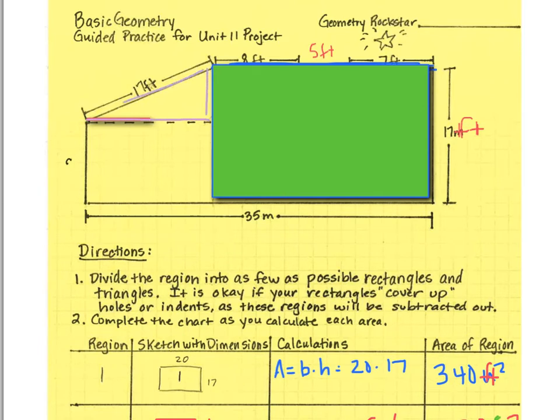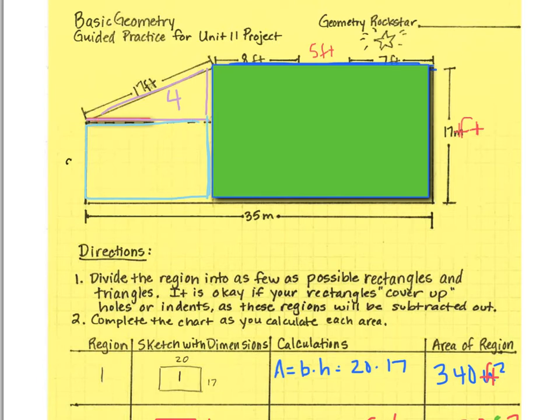Now I've done regions 1, 2, and 3. I'm going to call this region 4. And with a different color, I'm going to highlight the bottom section and call that region 5. Okay. Notice the bases of these regions, which I'll highlight here, are the same dimension.